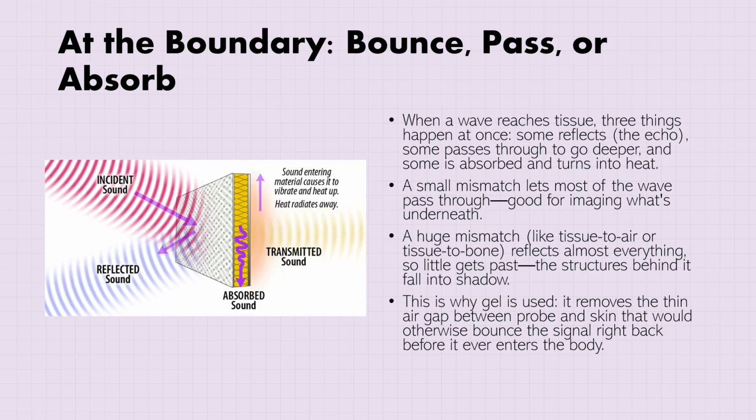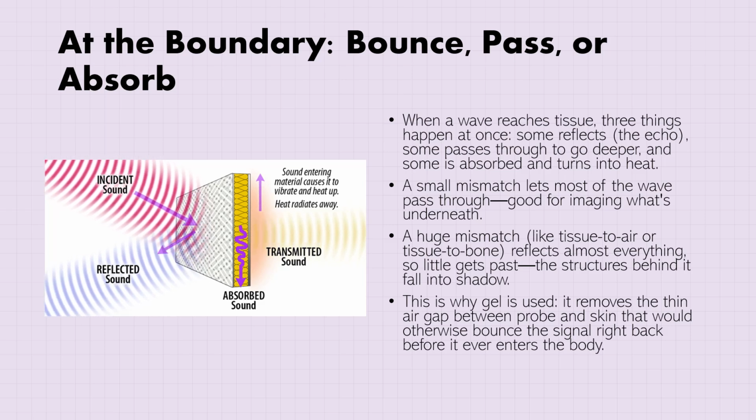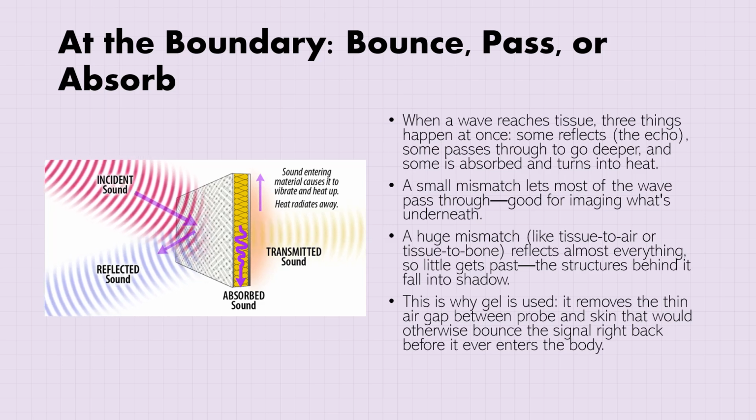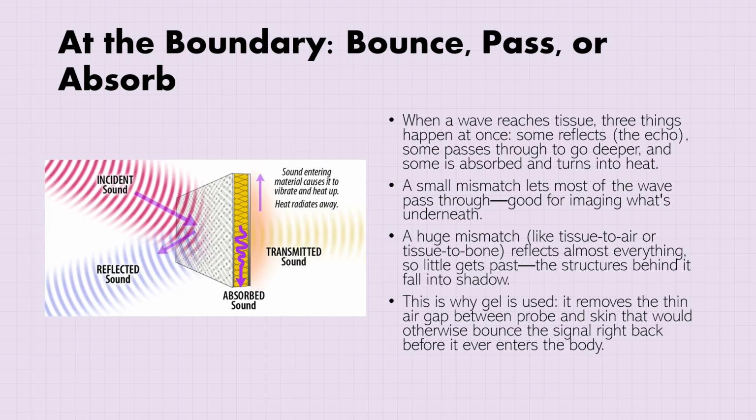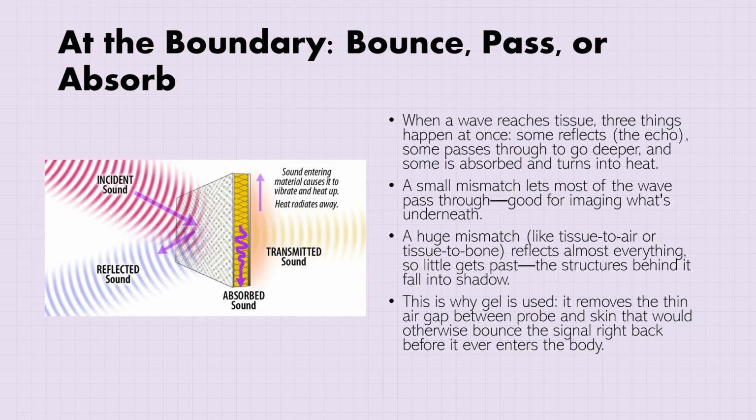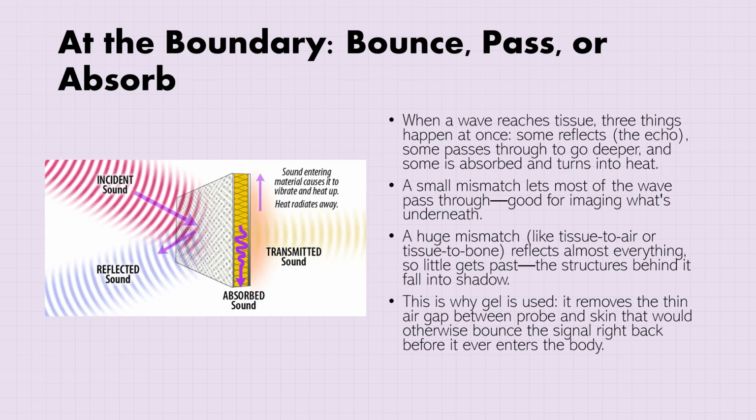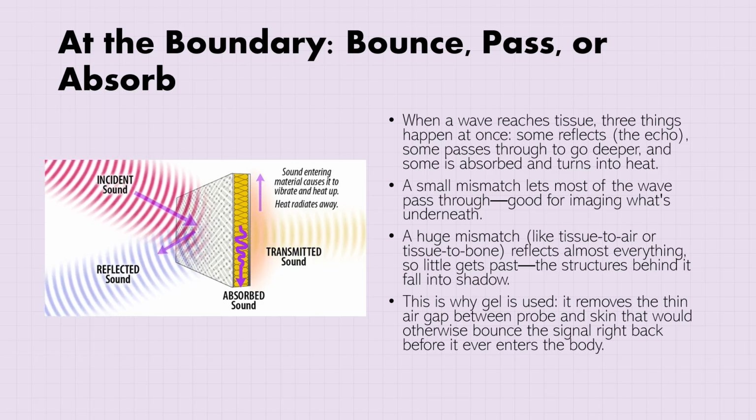If we have a huge mismatch, which would be something like tissue and air that have very different speeds for sound moving through them, or tissue to bone, then this causes most of that ultrasound to be reflected, so almost nothing goes into the body, and everything becomes shadowed. So that's why they use gel on ultrasound. It removes that thin air gap layer between the probe and the skin so that they can get more of the ultrasound into the actual body. Fun fact.